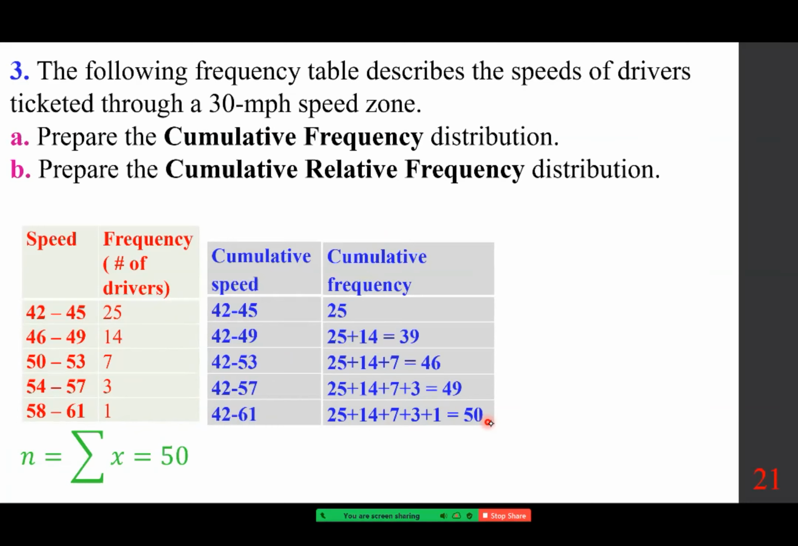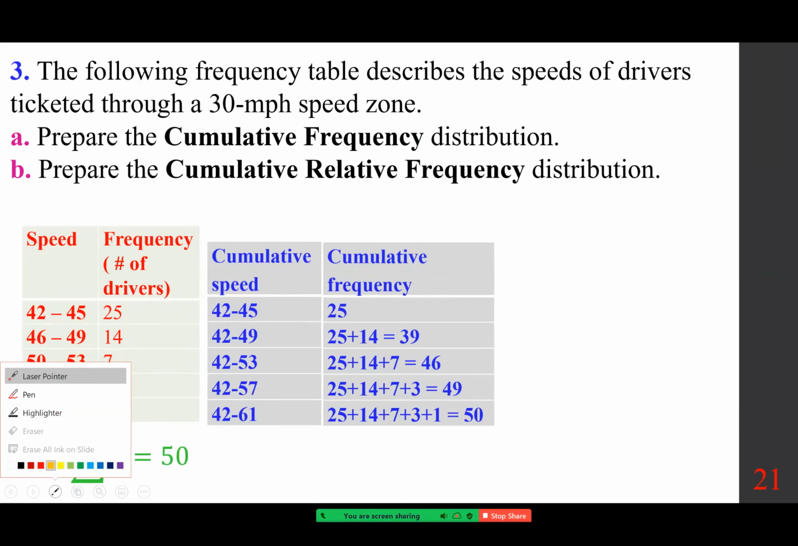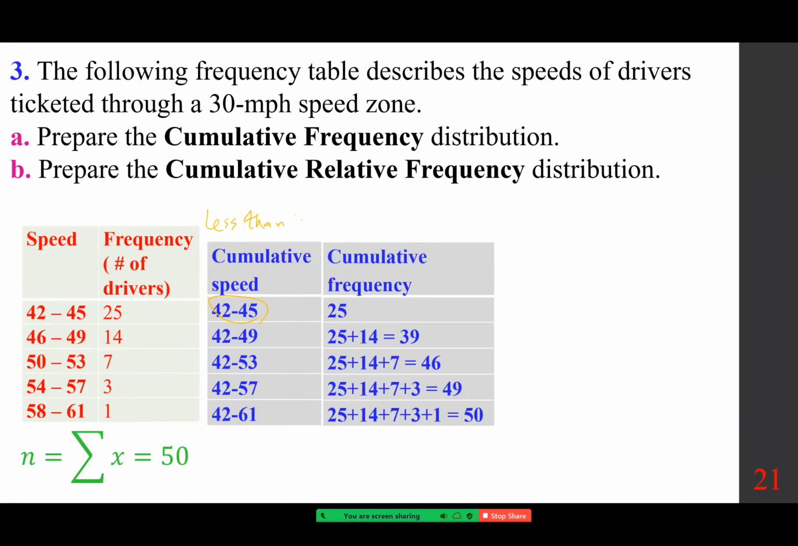Now, in some text, they just use the boundary, which is 45.5 here, and instead of this, they write down less than the boundary, which is 45.5. So this statement goes here instead of that. And that's absolutely fine, but I like to start with the lower limit of the first class for each and every one of them, because I think when we do that, it makes it easy to understand and remember the meaning of this.